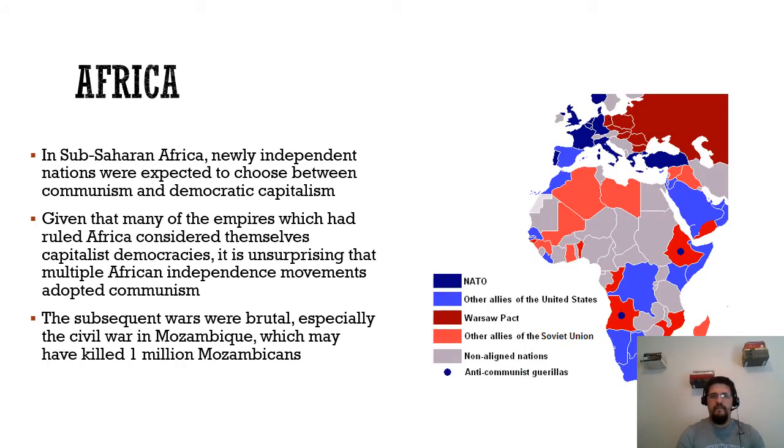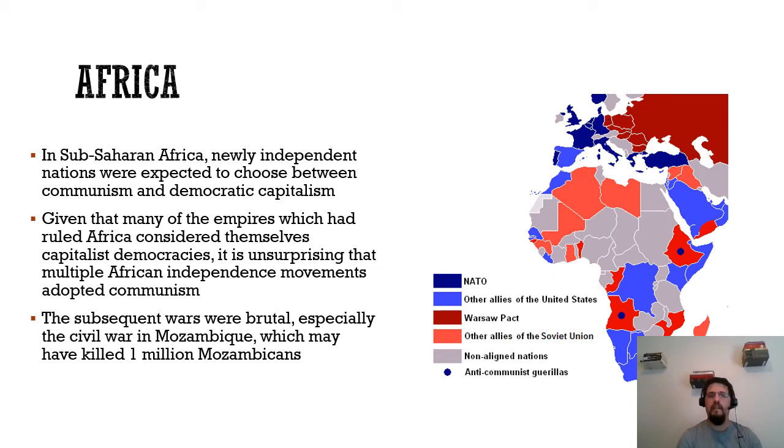In sub-Saharan Africa, and this map actually does a really good job, I was really happy I found it. In sub-Saharan Africa, countries that were gaining their independence were forced to choose between democratic capitalism and communism, and that was, again, not as easy a choice as you would think looking back on it. We know now which one of those systems keeps people wealthier. We know now which one of those systems keeps people fed, and it ain't communism.